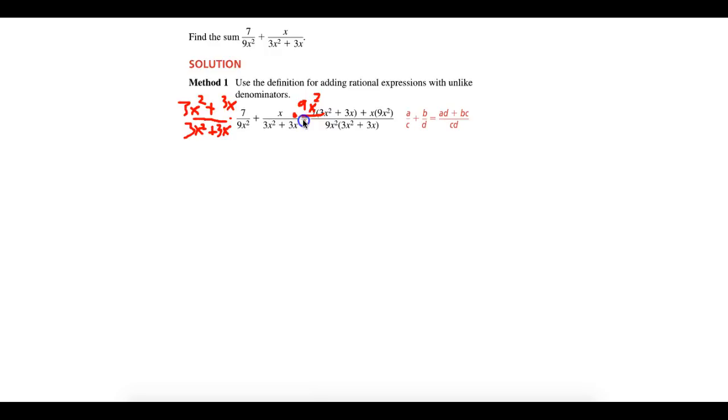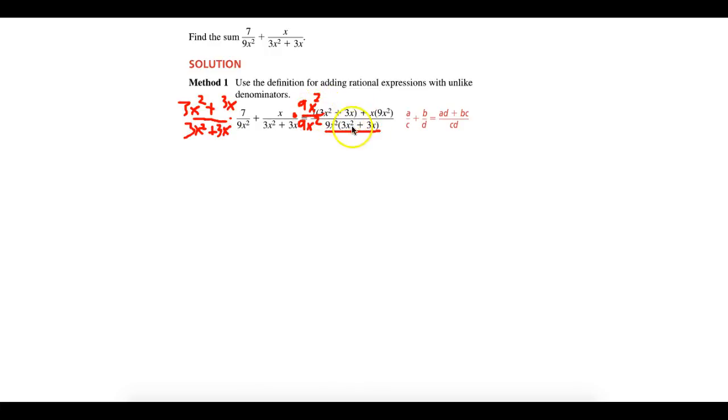So what we're doing in order to get our denominators the same, we're multiplying by the other one. We're multiplying our first fraction by our second denominator over our second denominator, and then we're multiplying our second fraction by our first denominator over our first denominator. So you see what we get here is we have our whole fraction over 3x squared plus 3x times 9x squared. That becomes our common denominator.